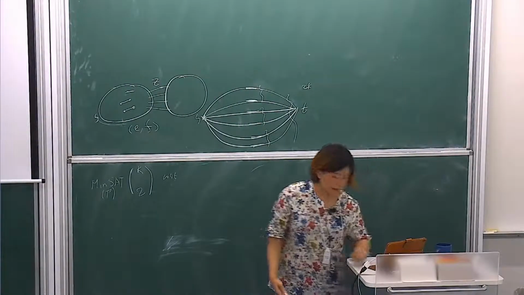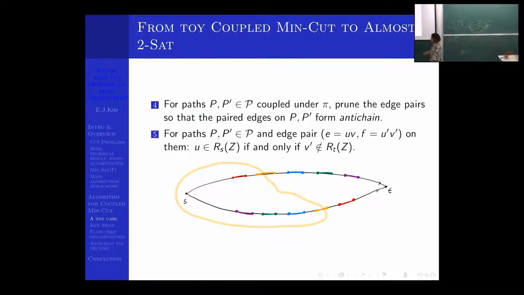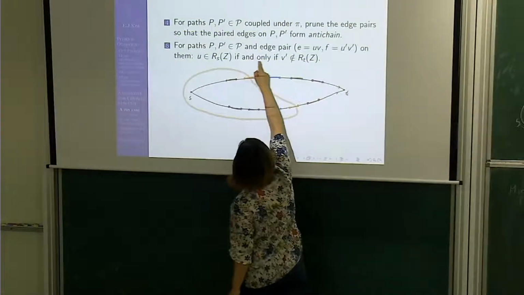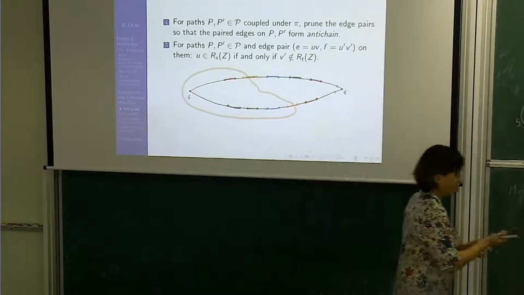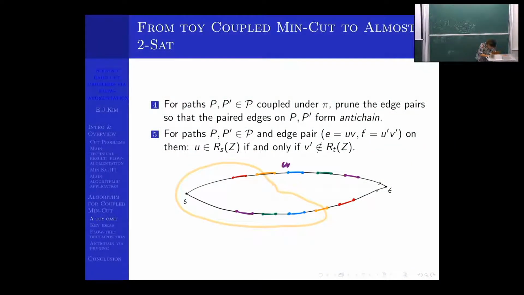Right. Then you can easily check this next condition. Whenever you have a solution which really chooses the pair, then for any paired edge, if one vertex is reachable from S, then the other vertex, V prime, should be reachable from T. So let's see U, V, U prime, V prime.